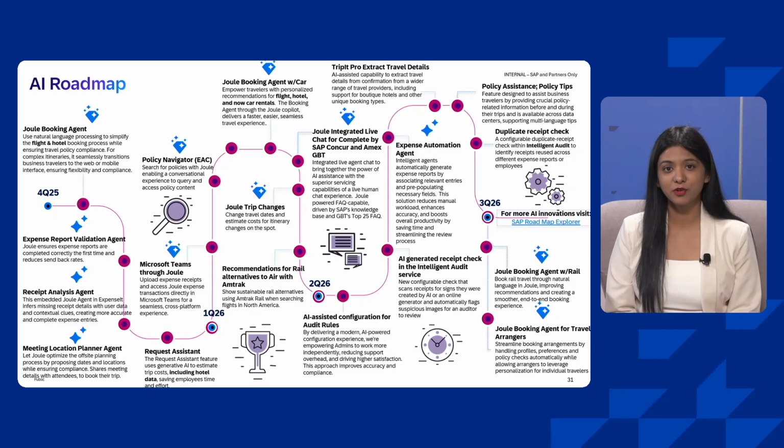We have the full roadmap linked on the slide, and you can always visit the SAP Roadmap Explorer to review the full roadmap of Concur and also all of the AI features and Joule features that we have planned for 2026 and beyond. With that, I hope you have an idea of what we have planned in store for you with the Joule vision and roadmap. And let me now hand it back to Haley to recap this session.